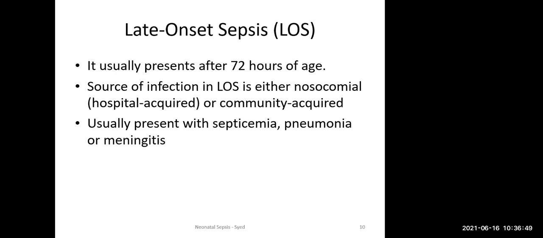Faham tak? So late onset, most of the time is acquired from the environment rather than from the mother. And environment, it depends. If there is a history of admission, then possibly it's from the hospital. If there is no history of admission, but he stays in the community, for example went home for 2 weeks, then held an akikah feast, and then suddenly after 2-3 days, fever. So chances are it is community acquired.